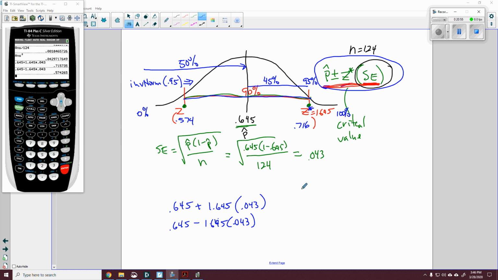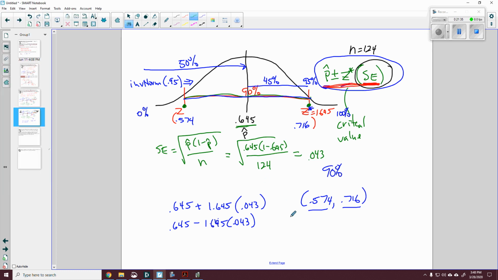So my confidence interval, I would write like this. I would say my confidence interval is 0.574 to 0.716. And what that's telling me is that I am 90% confident that the actual population parameter, the actual percentage of people who turn their heads to the right, is somewhere between 0.574 and 0.716.